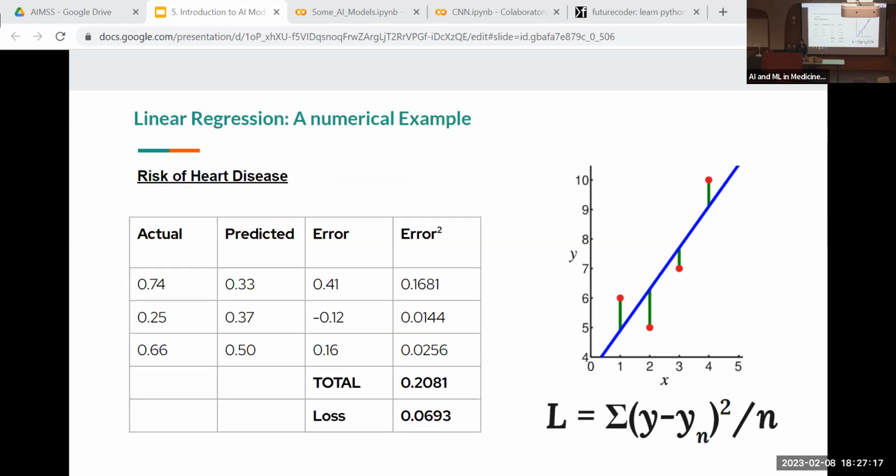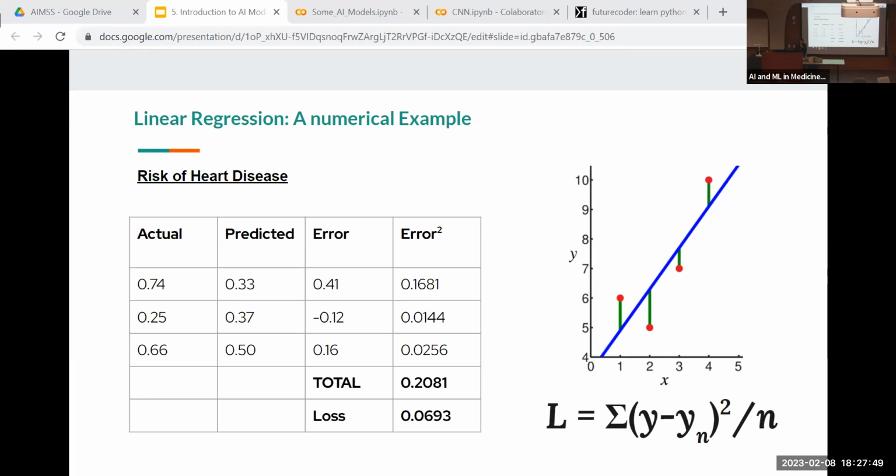A simple calculation here is: we have the actual values, we have the predicted values using the formula for the linear combination, and then we calculate the error, and our goal is to minimize this error to find the best model that fits our data and can give us a good prediction. So this is the idea of linear regression in general.